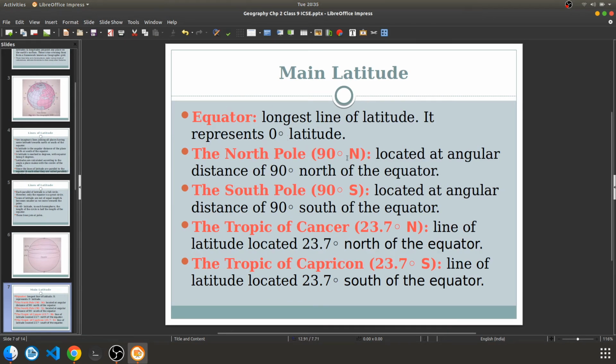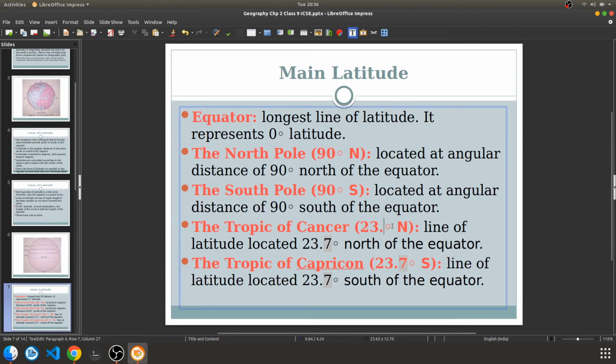North pole, 90 degrees from the equator, that is called the north pole, the extreme point. North pole you all know. South pole, the extreme at the southern point, downwards. So it is at 90 degrees south of the equator. Tropic of Cancer, 23.5. This is 23.5 degrees north in the northern hemisphere, that will be called the Tropic of Cancer, and 23.5 degrees from the equator in the southern hemisphere will be called the Tropic of Capricorn.